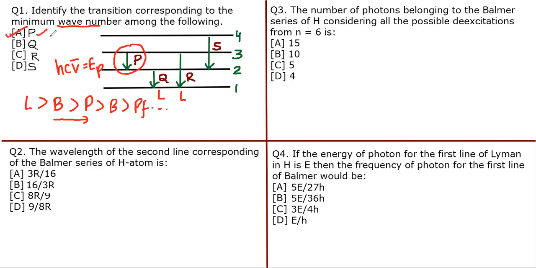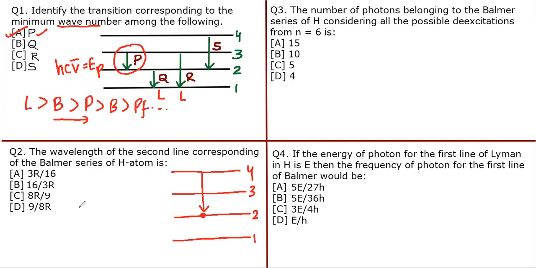That's wonderful. Question number 2. The wavelength of the second line corresponding to the Balmer series of the H atom is. See, it's a simple application. You just have to visualize what is happening in the Balmer series, and it is asking about the second line of the Balmer series, right? So let us write some orbits: first orbit, second, third, and fourth. So this is the destination of the Balmer series, and for the second line we have to come from 4.